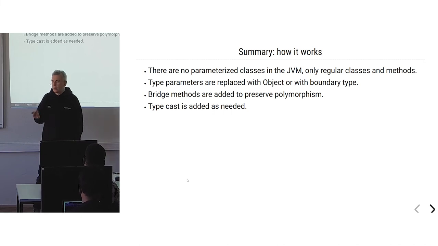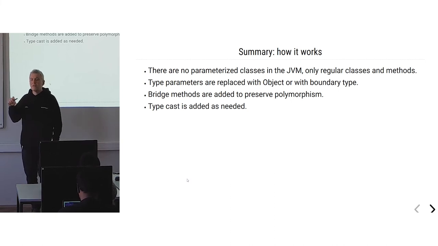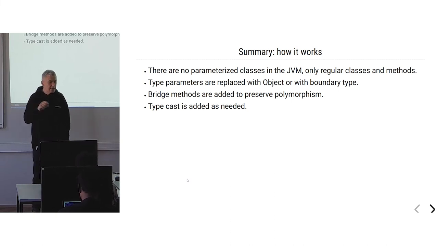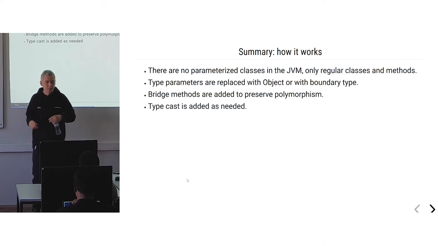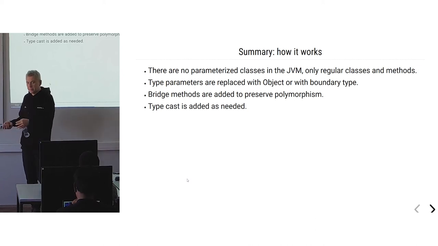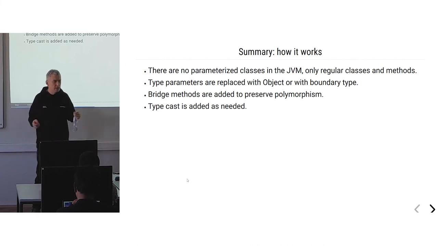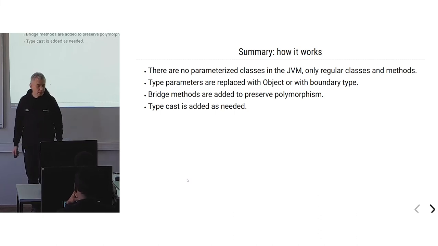So now you must understand at this point: there are no parameterized classes in the JVM at runtime. At runtime, we have only regular classes and methods. The JVM doesn't know anything at runtime about generics. They're all raw types. Type parameters are replaced with Object or with the bound type. You already understood this. Bridge methods are also added every time to preserve polymorphism, and typecasts are added as needed.